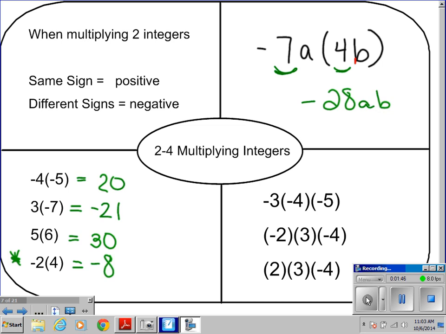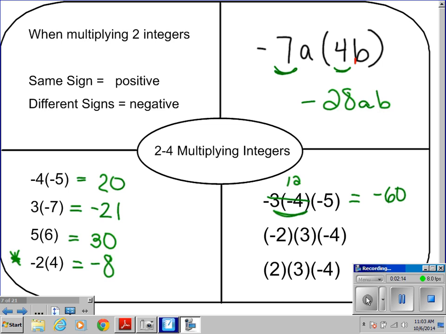All right, the last 3 down here in the bottom right-hand corner. What I would do is first solve the first 2, and then multiply the last one. So who can tell me what's a negative 3 times a negative 4? Yep. And then multiply that by a negative 5. Did you get that? Negative 60 because they have different signs here.